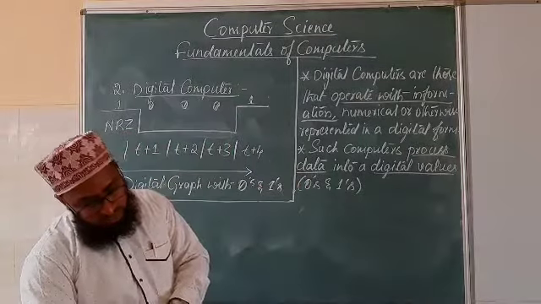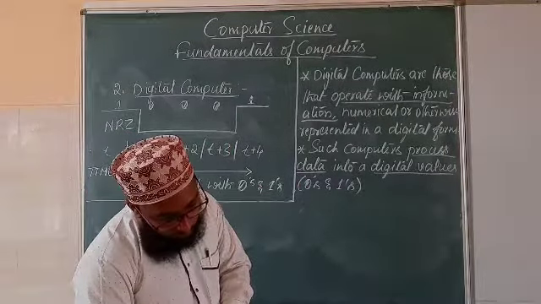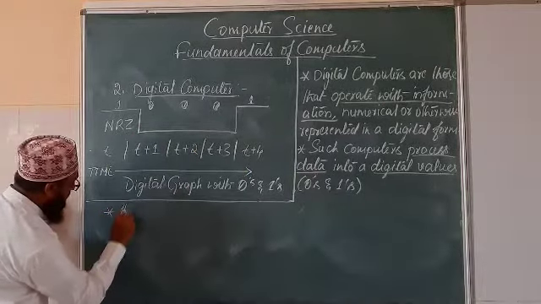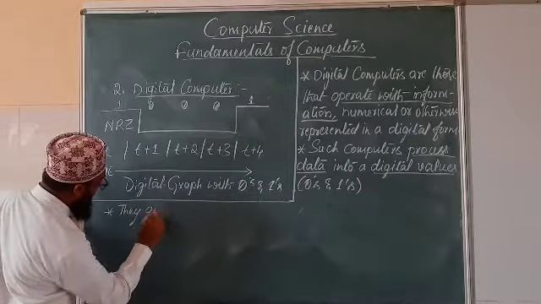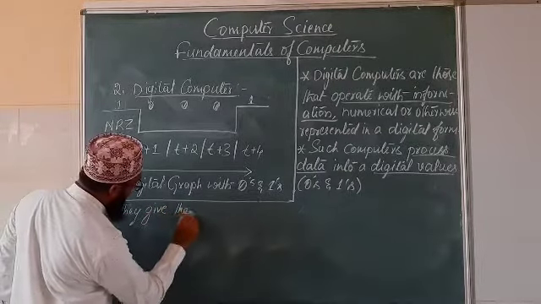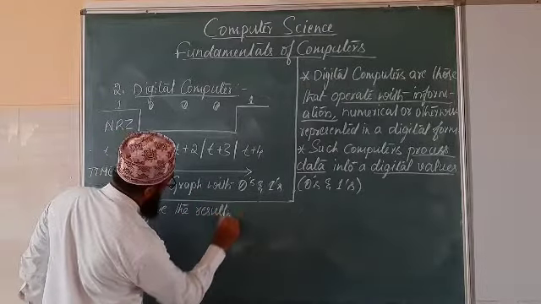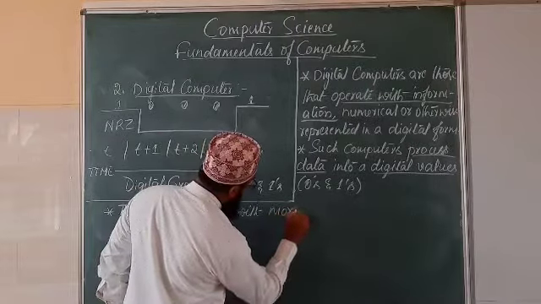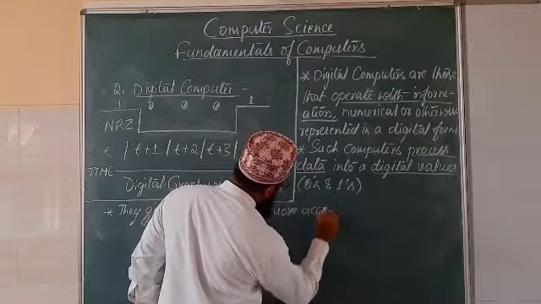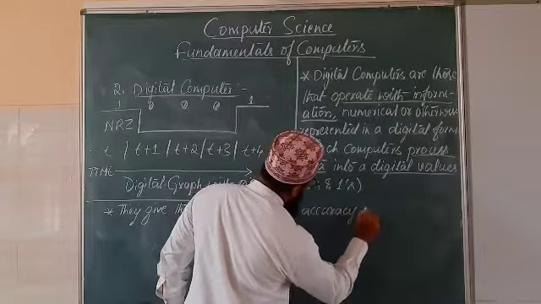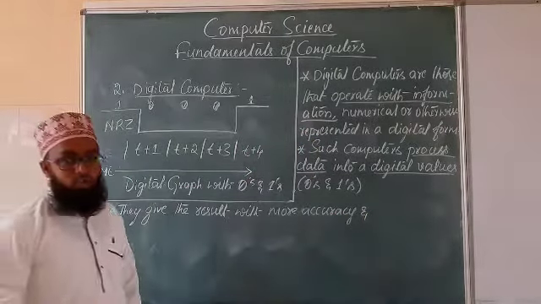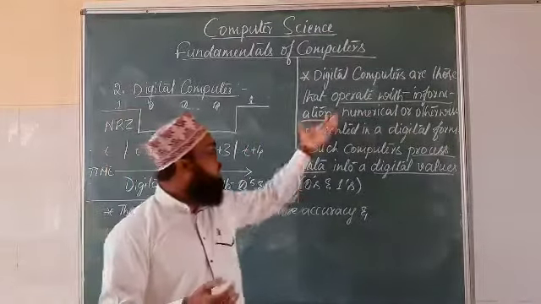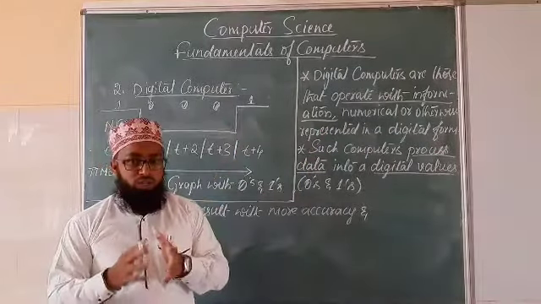And the last point is here, they give the result with more accuracy. They will give the accurate result, whereas analog computers will give the approximate results, but these digital computers will give the accurate result, the exact result.